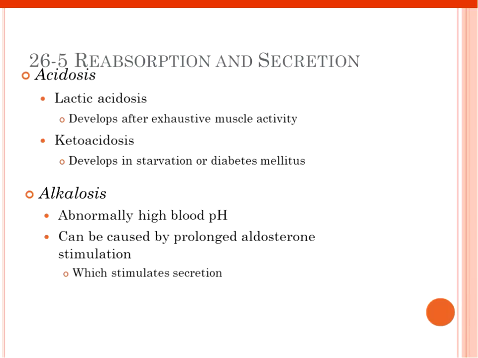So acidosis, two different types we'll talk about. Ketoacidosis, which we talked about a little bit at the end of the metabolism chapter. It develops in cases of starvation or diabetes mellitus. And what's happening there with ketoacidosis is that you have a lot of these ketone bodies that are formed because your body, instead of breaking down lipids and carbs, which are its two favorite things to get energy out of, is going to start breaking down proteins. So in severe starvation, the body will start to break down its own proteins.